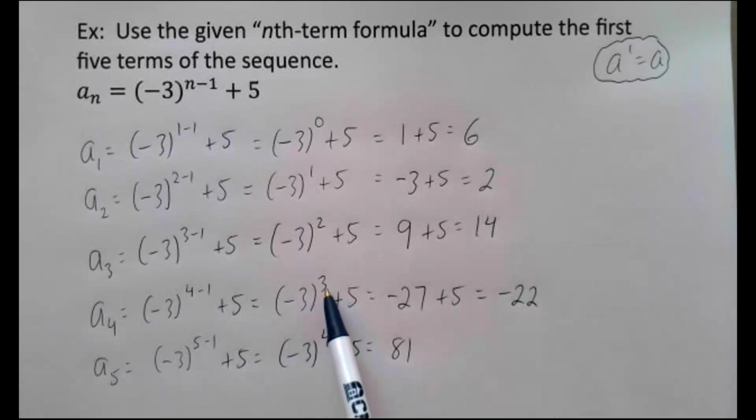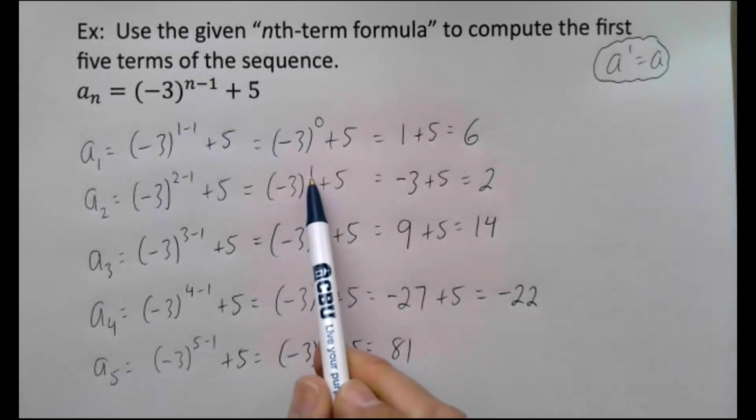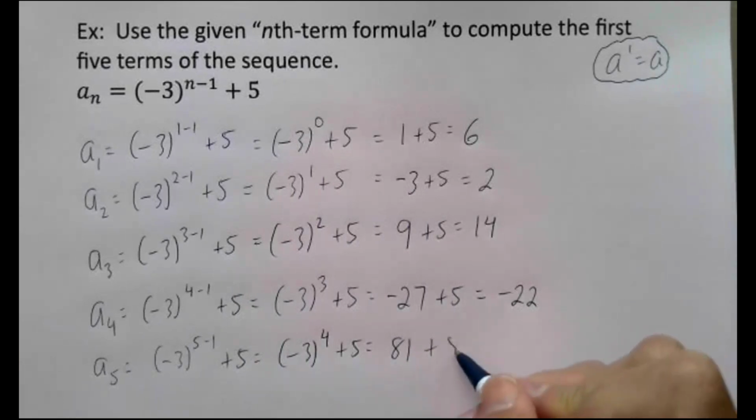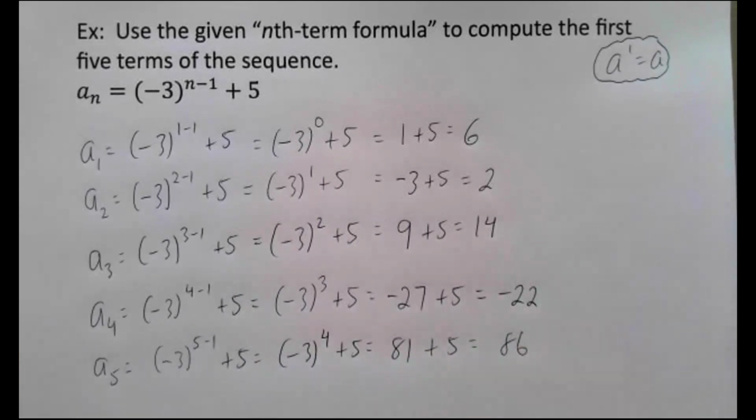If you do a negative raised to an odd power, that should be a negative answer right there. Negative raised to an even power, that should be a positive answer. Negative raised to an odd power, that should be a negative answer. So this is 81 plus 5, which of course is 86, and we just found the first 5 terms of that sequence.